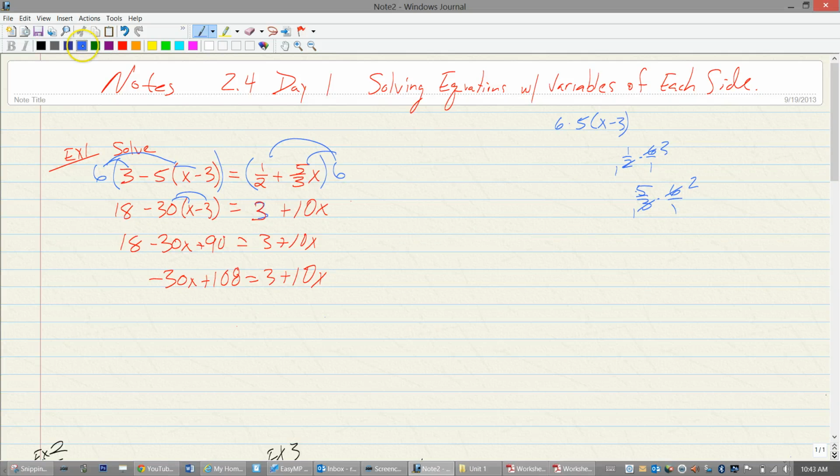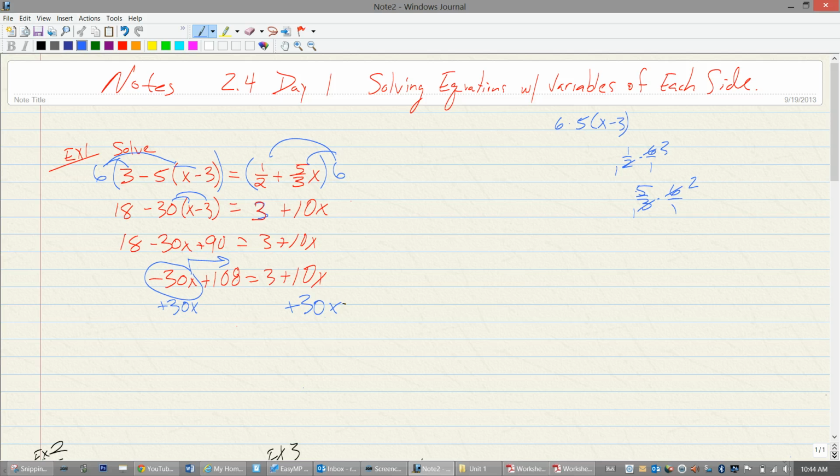Why? Because we want to focus on our goal, which is to take the negative x and move it to the right. We could move them to the left, but this one in particular, we're just having fun moving to the right. Anyway, so we're going to add 30x. Add 30x.